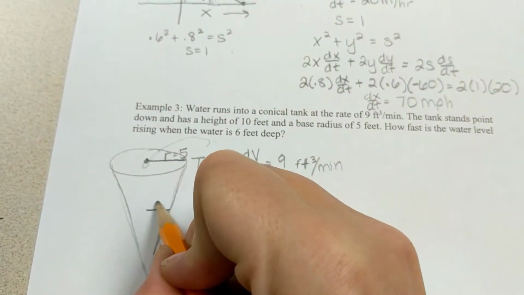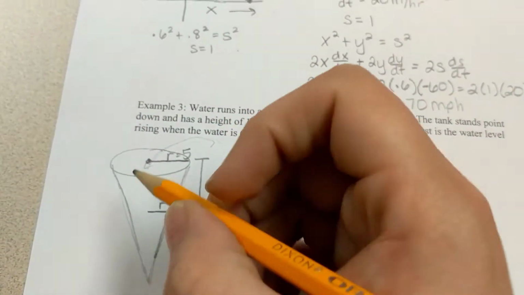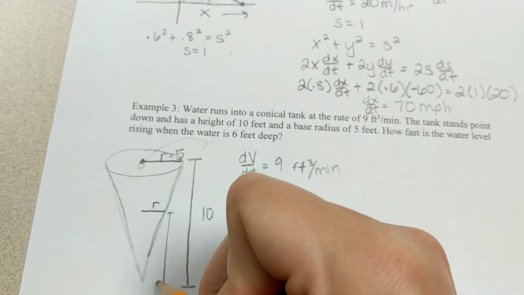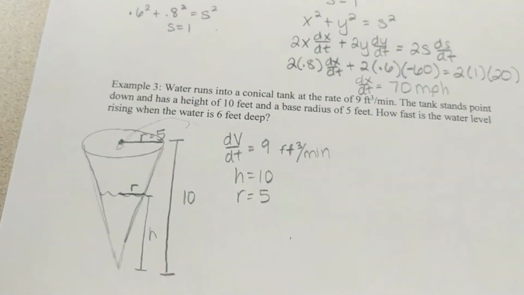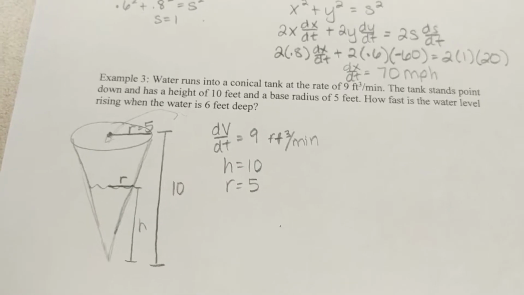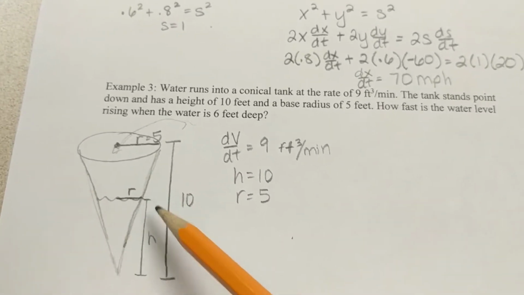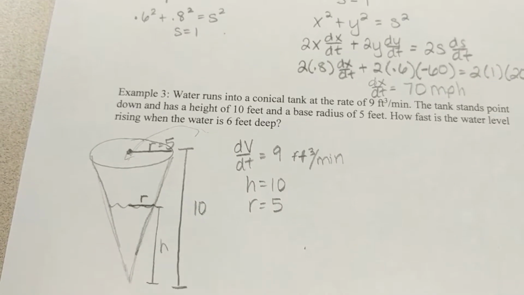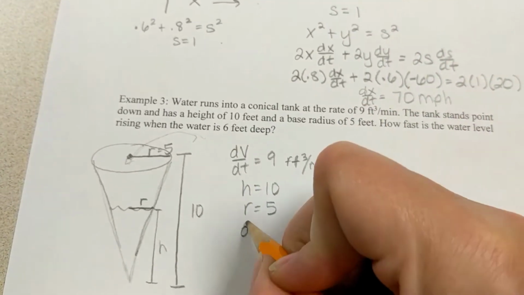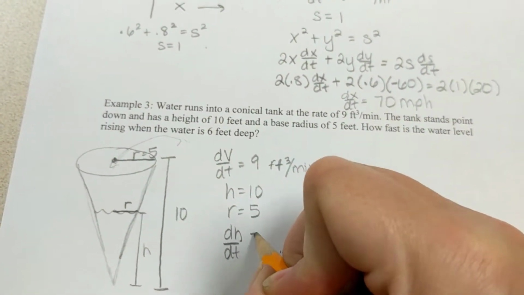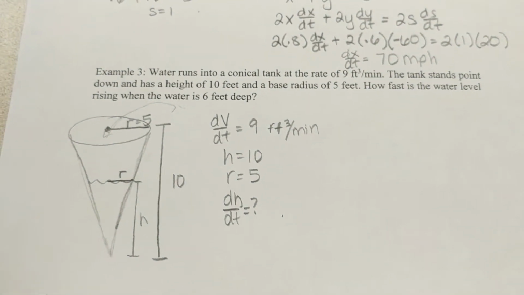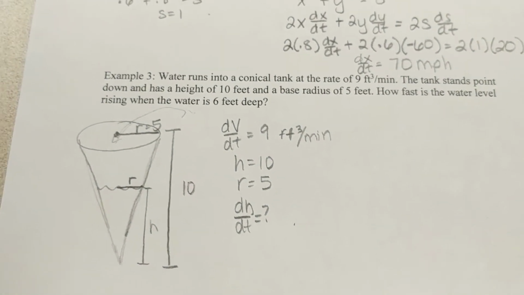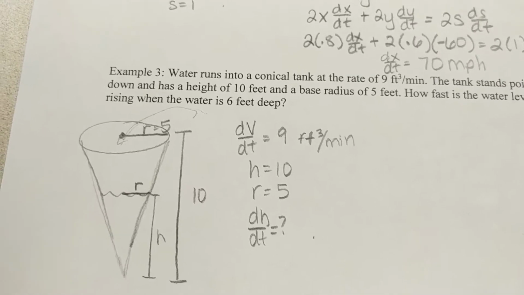So here we've got some random R value, and then we'll call this value the water level. That's the height. So they're wanting to know how fast is the water level rising? What is the change in this level? So we want to know what is dH/dt. So notice we've got R, H, and V, and we need to come up with an equation that relates all of those.